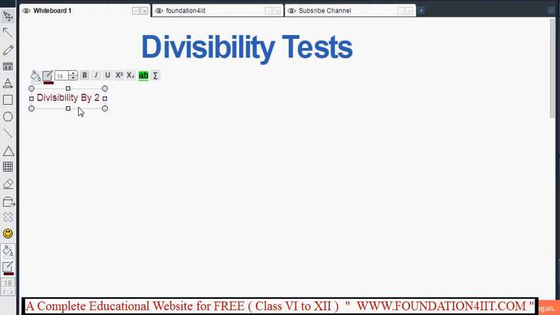So without doing actual division, by seeing the number or by doing some little calculations on the number, we need to find out whether the number is divisible by a particular number or not. That is nothing but divisibility rules. Now, what is the divisibility rule for 2? Which numbers are divisible by 2 exactly? For every divisibility there is a rule.